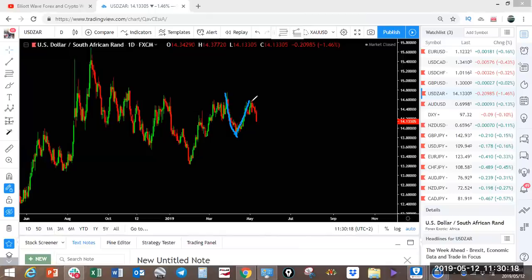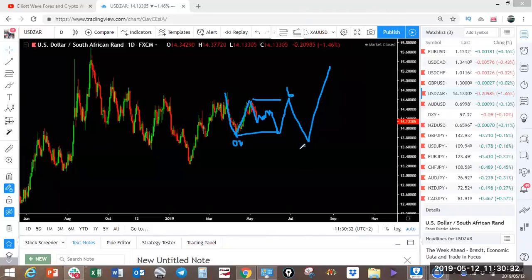So when that happens, I'm expecting that at some point here, we need to get a corrective structure, pull back, maybe even retest this part here, come back up here, move down, and make this structure. So that will be an A, B, C corrective structure after this. 1, 2, 3. Okay, so that will be that move.